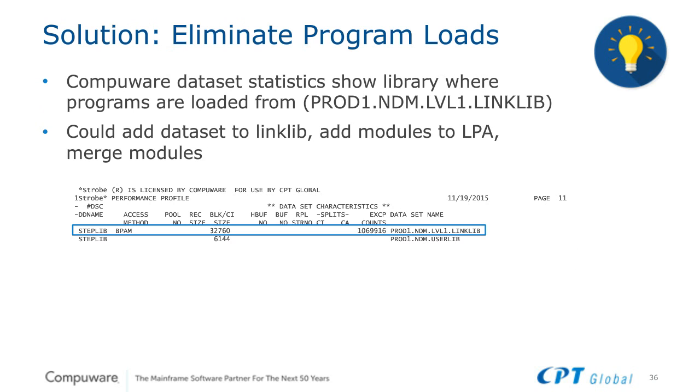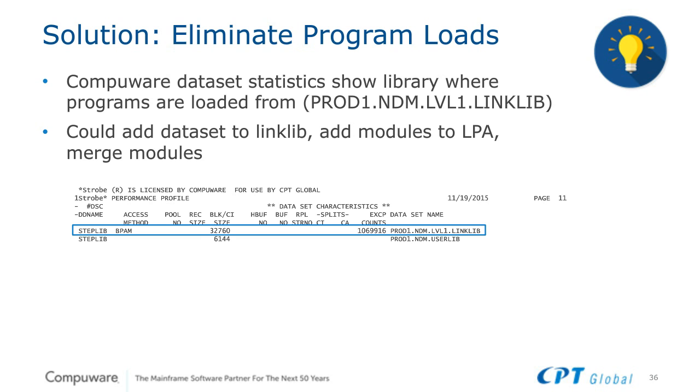Solution, don't do it, basically. Now, Strobe here also gives us some information about which particular dataset name was happening. You can see the STEPLIB, you can see it's BPAM, which is basically a partition load, and you can see the EXCP counts, which is pretty much off the charts.